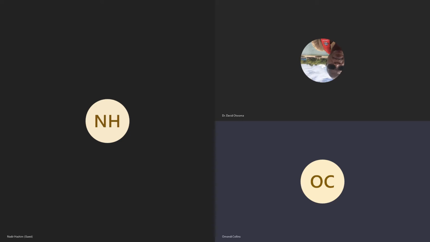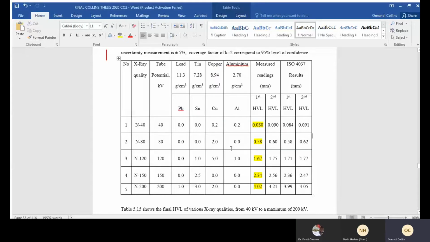Yes, this is the table. I was seeking clarification from you. I want to understand the columns where you write first HVL and second HVL. Are these readings 0.8, 0.08, and 0.90 readings of the HVL? Yes, these are the readings from the HVL. Okay. These are the measured ones. Then these are the ones specified by the ISO guidance.